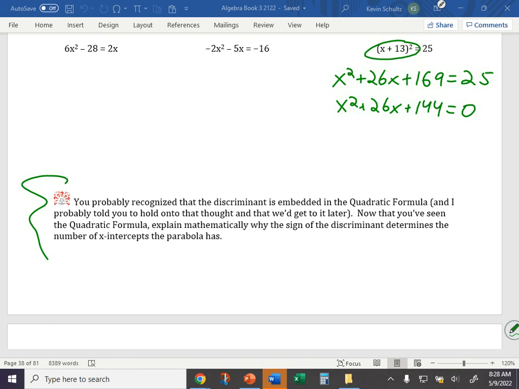Now that you've seen the quadratic formula, explain mathematically why the sign of the discriminant determines the number of x-intercepts the parabola has. So, thinking about what a positive discriminant means, what a zero discriminant means, what a negative one means, why does that make sense now that you've seen it in the quadratic formula? We talked about this one when we had the root of -4 on the first page. But now that you've seen it, why does it mathematically all of a sudden make perfect sense? Okay? The rest of the page.